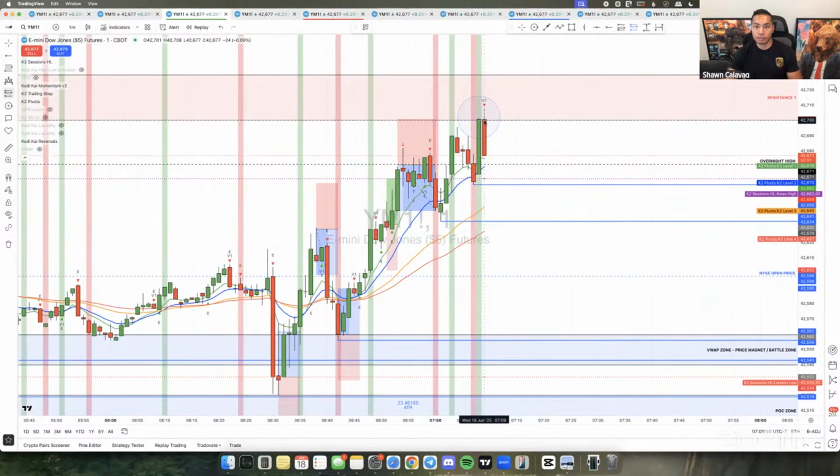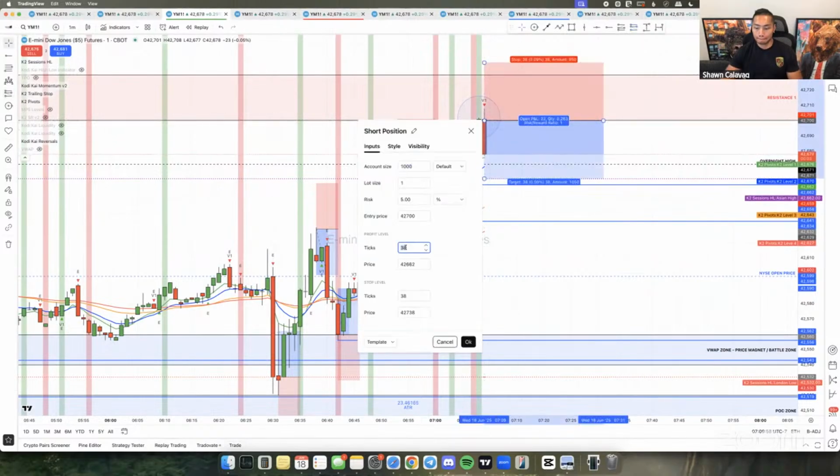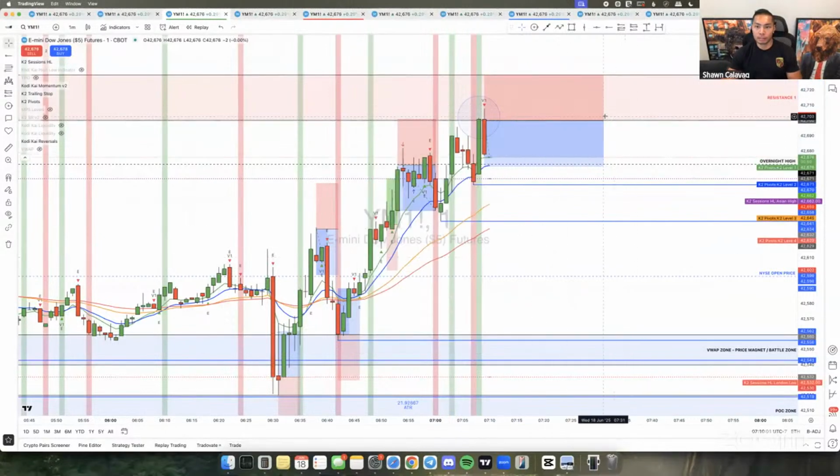Just a straight sweep off resistance on its way down.